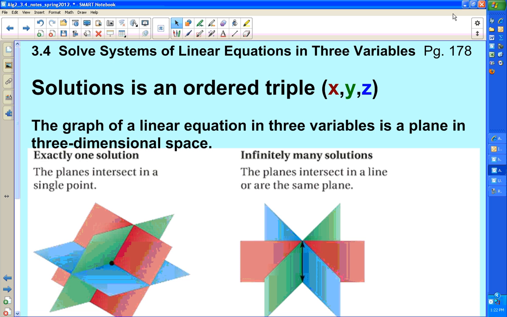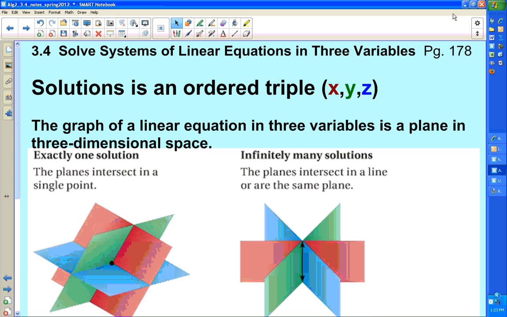So when you name a point, we name the points x, y, z. X, y, z. It would be called an ordered triple. And any ordered triple that works in a linear equation is called a solution. And if we're talking about a system of linear equations, if it works for all of them, it's called a solution for all or for the system.